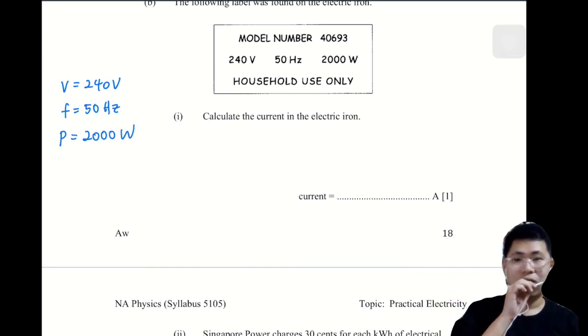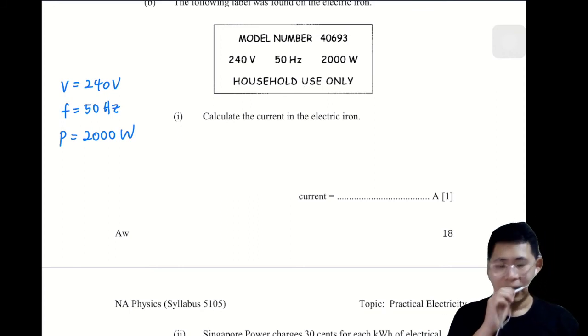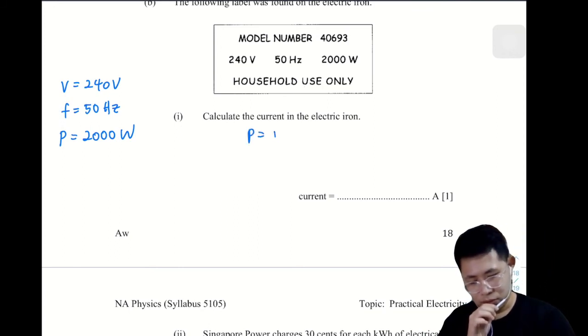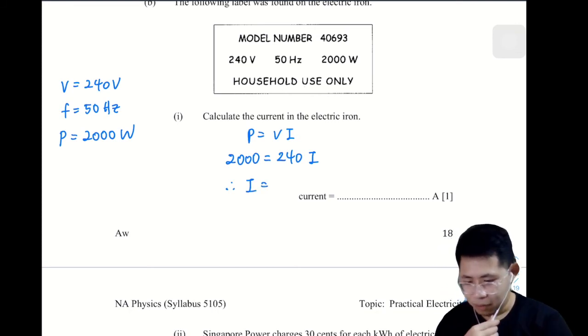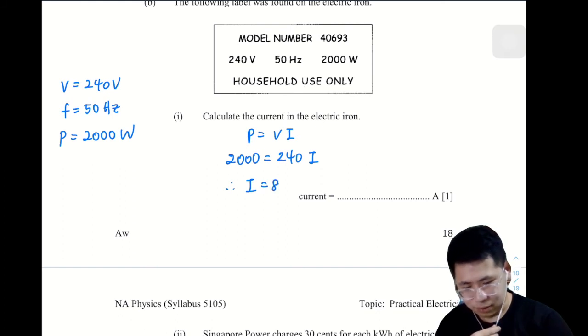First, calculate the current in the electric iron. We use P equals VI, use the formula. So 2000 equals 240 times I. Divide by 240, we will have 8 and 1/3. So this will be 8.33 ampere.